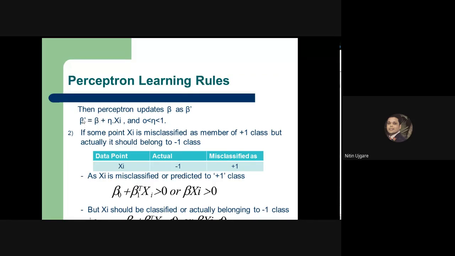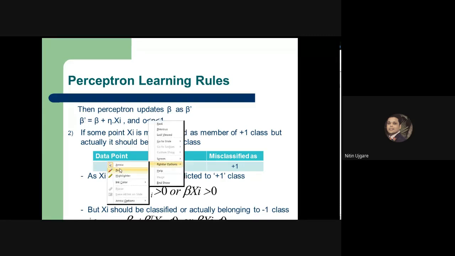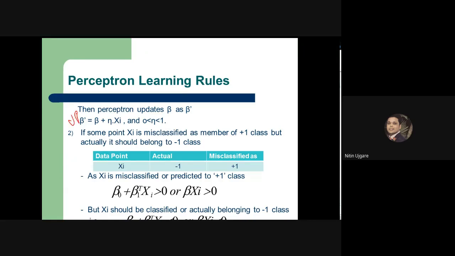It is represented as beta dash is equal to beta plus n into xi, where beta dash is the updated weight. The value of this eta always lies between 0 and 1, and this eta, or simply n, is called the learning parameter.